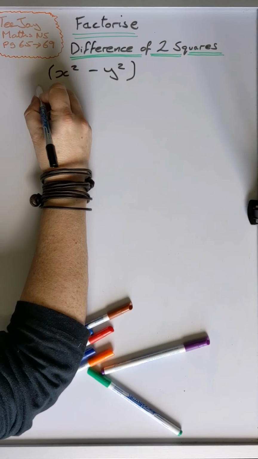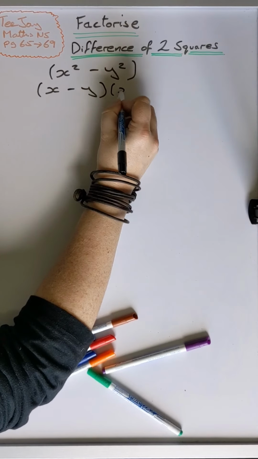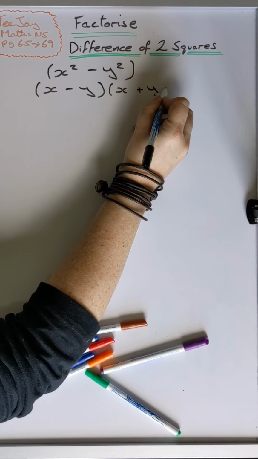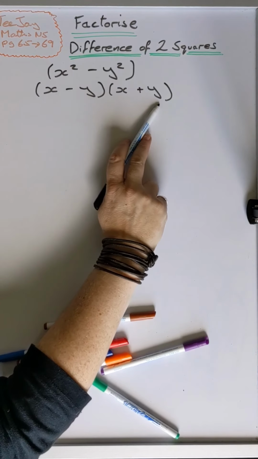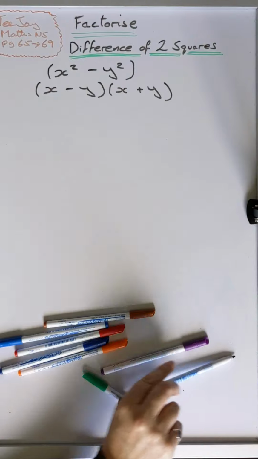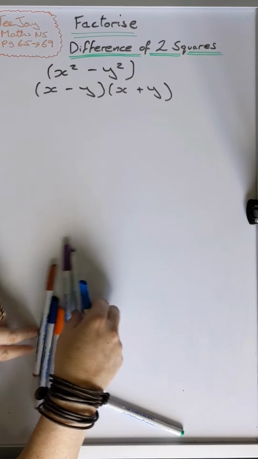And when you get that, you get a unique result, which is one bracket that's a takeaway and one that's an add. I'll just show you how that works using the face method that we've already covered.